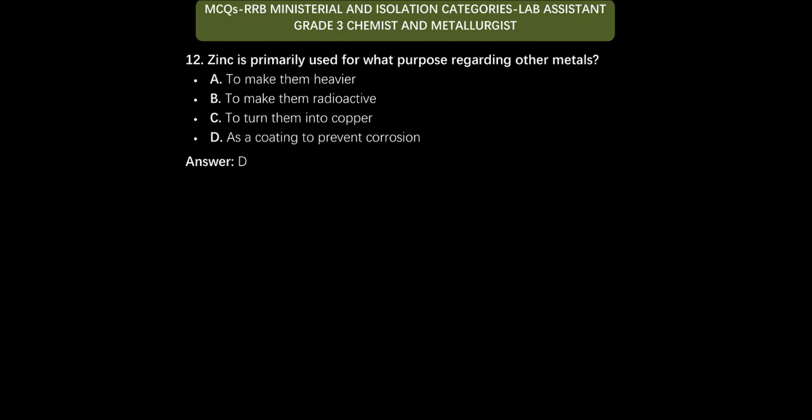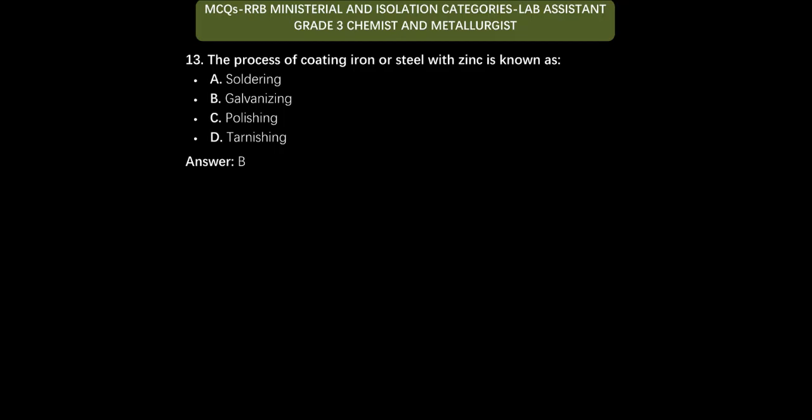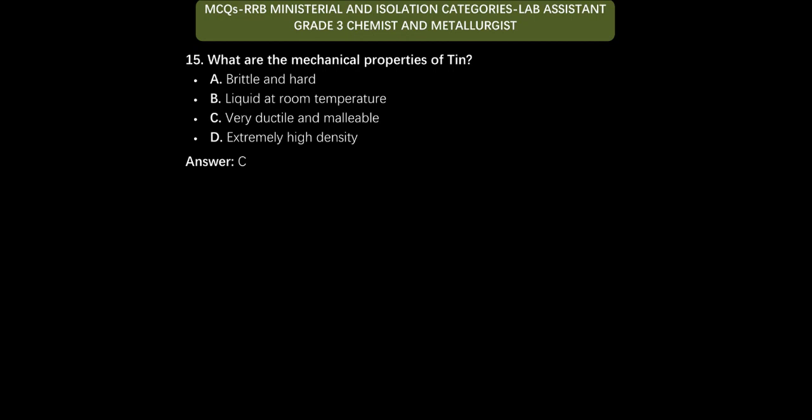Zinc is primarily used for what purpose regarding other metals? Option D, as a coating to prevent corrosion. The process of coating iron or steel with zinc is known as option B, galvanization. Which item is commonly coated with zinc? Option C, steel buckets. What are the mechanical properties of tin?